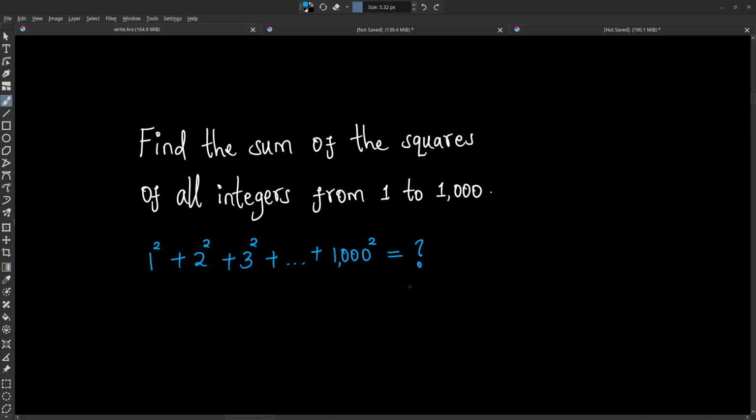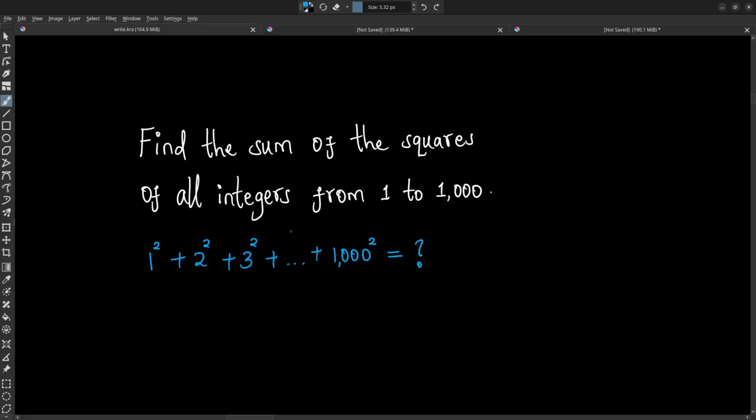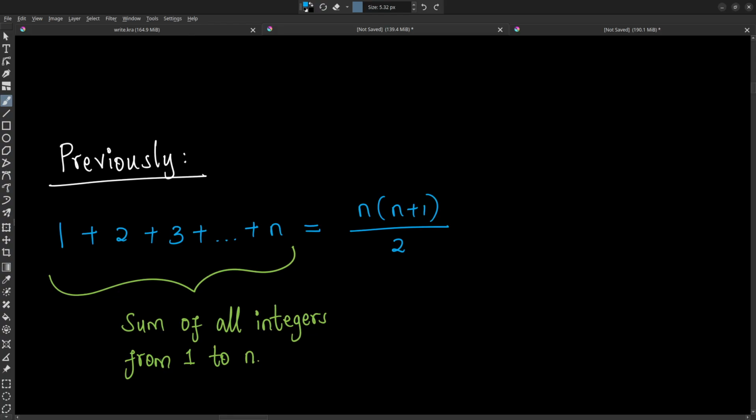Now, in the previous video, remember that we were looking for the sum of all integers from 1 to n. Today, we are looking for the sum of the squares. So previously, for the sum of all integers from 1 to n, that is 1 plus 2 plus 3, all the way to n, we said that it's the same as n times (n plus 1) over 2. So this is the formula to find the sum of all integers from 1 to n.